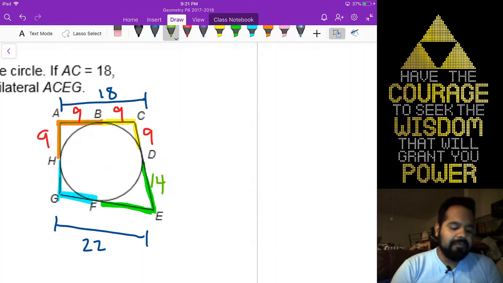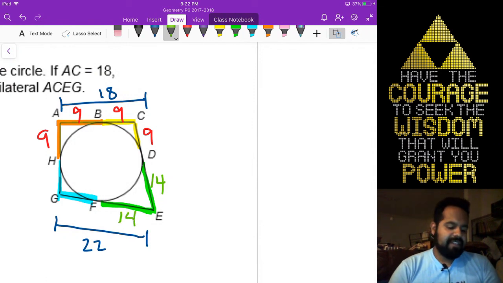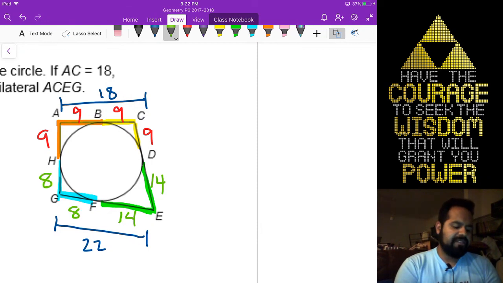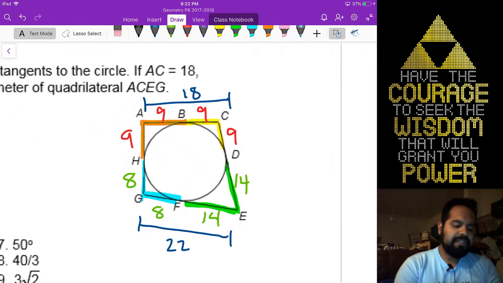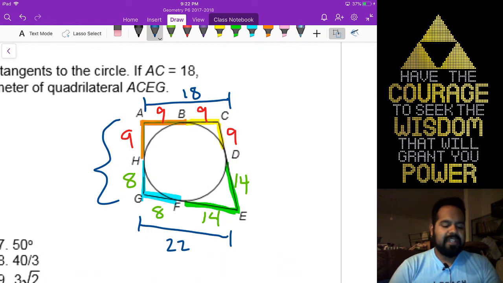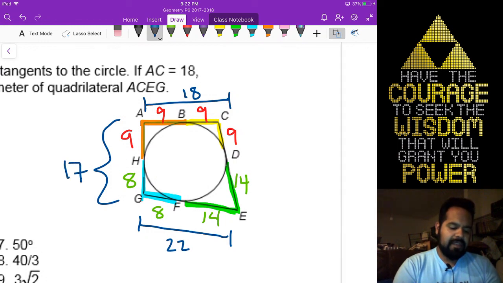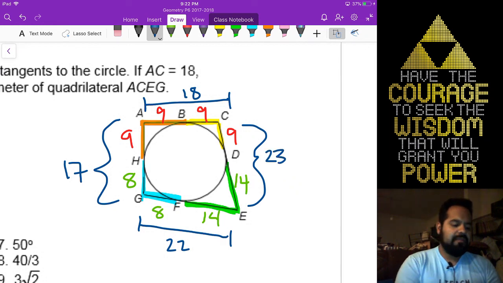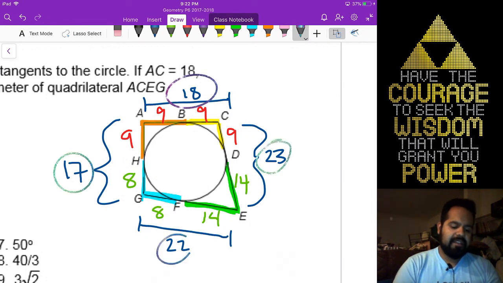Sorry. So 22 minus the 14 here is going to give us an 8 for that side, which marks this as also 8. So in terms of your perimeter, we're going to need that length of 17. We're going to need that length of 23. And we're just going to add up all the outside parts. Why can't I? I can math. This one here, this one here, this one here, and here.